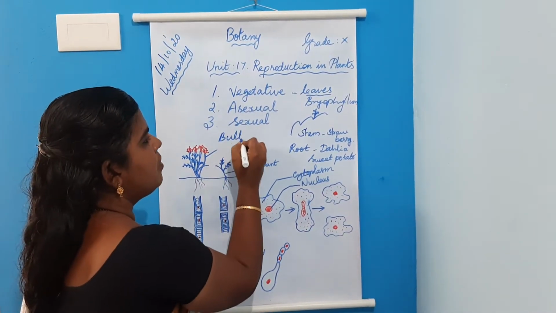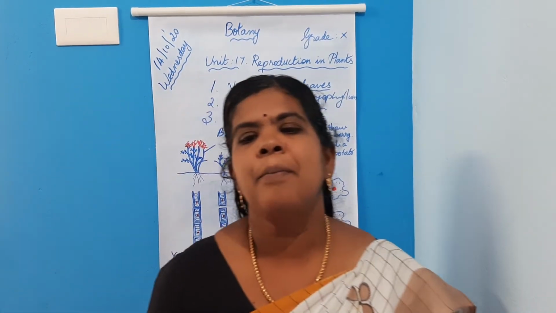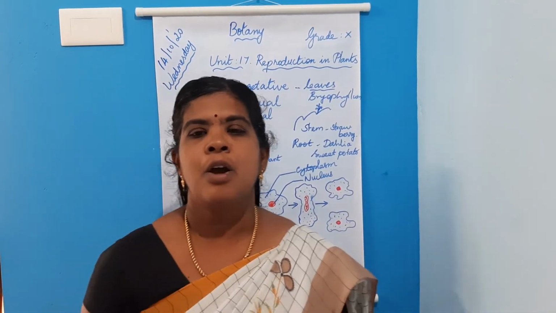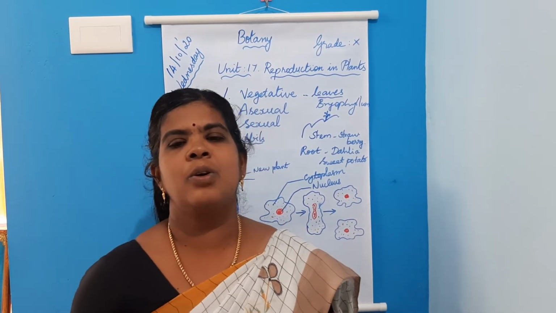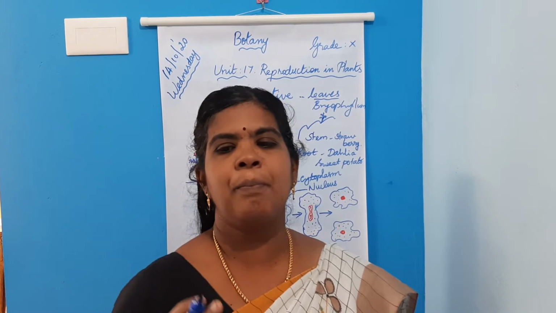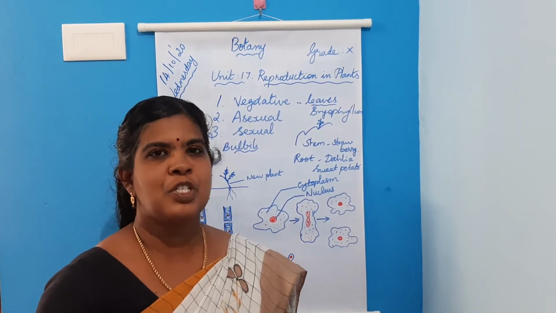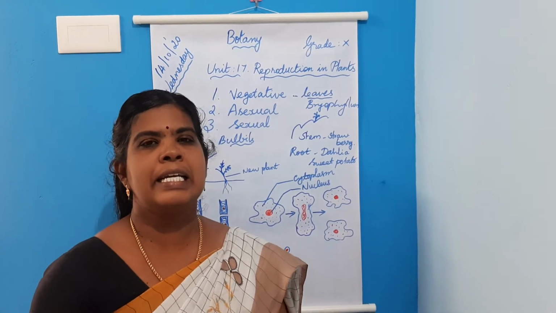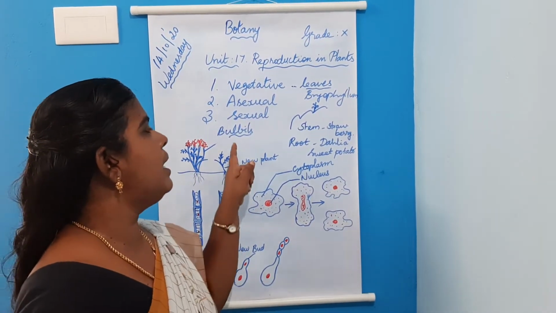Some plants propagate through bulbils. In some plants, the flower bud modifies into a globose bulb. These are called bulbils or bulbs. When these fall on a suitable substratum or suitable soil, they can develop into a young plant. So plants propagate by bulbils.